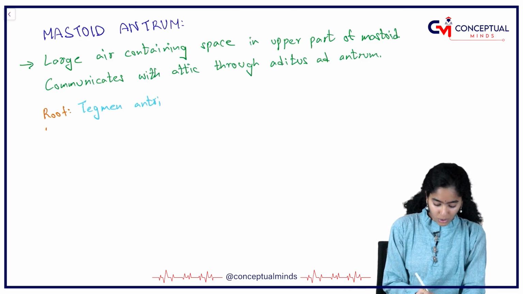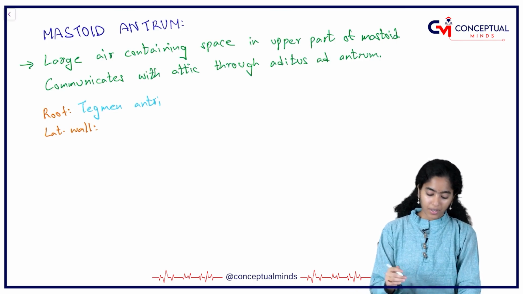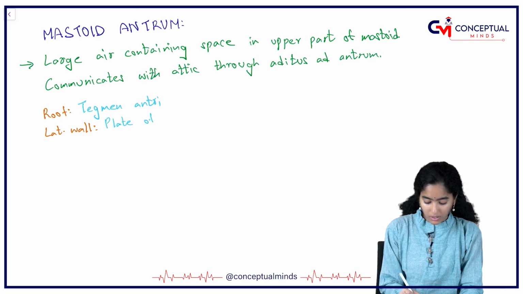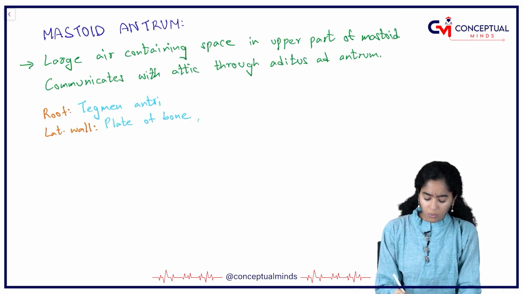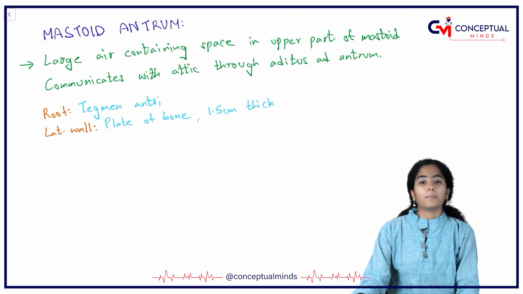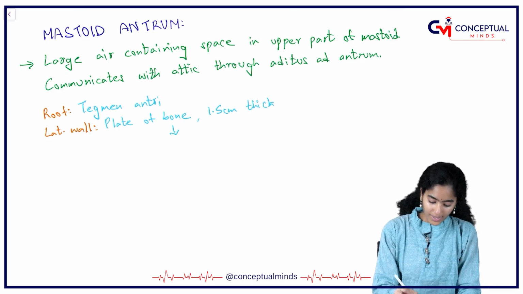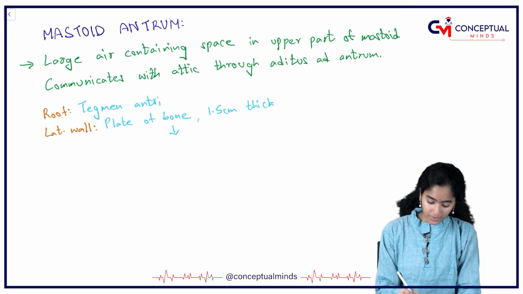Next, the lateral wall. What is present on the lateral wall of middle ear? It is the tympanic membrane. And for mastoid, it is a small plate of bone, around 1.5 centimeters thick. But this is very, very important because we have a landmark known as suprameatal triangle or McEwen's triangle.